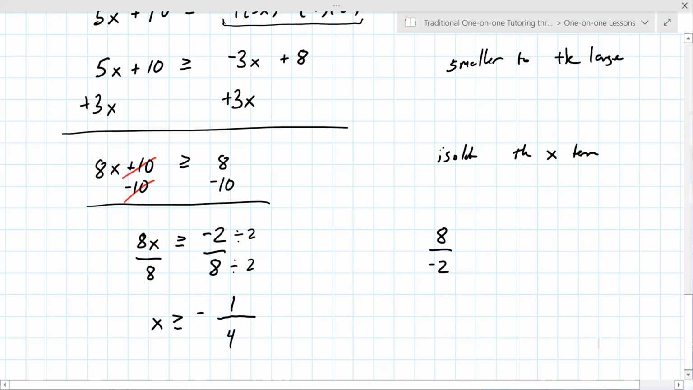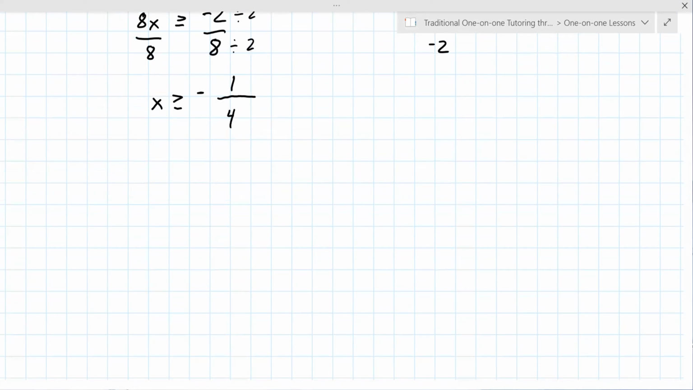Okay, let's look at a few more inequality problems. These are from section 5.1.